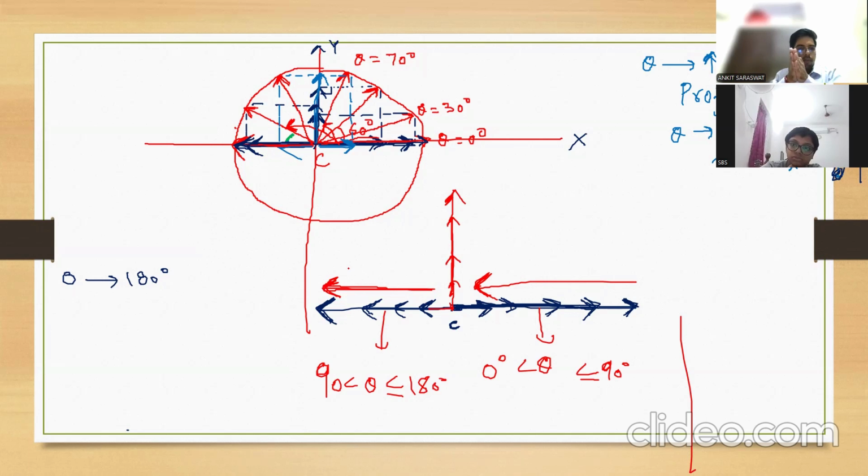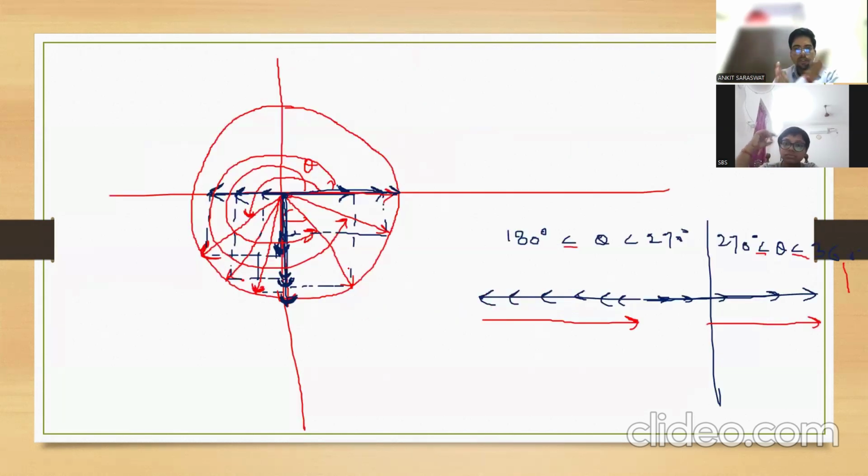When you are increasing theta more than 90, less than or equal to 180 degree, then projection length is going to increase but in reverse direction. Clear up to this? When it is more than 180 degree and less than 270 degree, then this projection length is going to decrease like this. You can check. When it is more than 270 degree and less than 360 degree, this projection length is going to increase but in reverse direction.